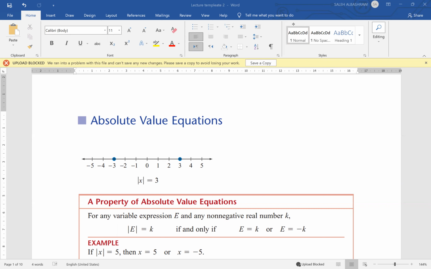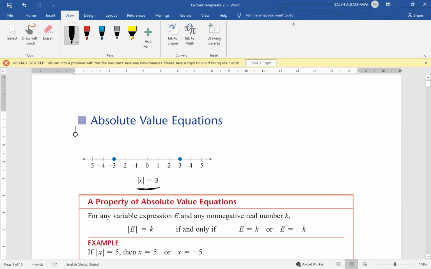So if we say that the absolute value of x equal to 3, this is an absolute value equation. We have a variable inside the absolute value sign equal to some number. It means that we are looking for a number that is 3 units far from the zero. So this means that if we have the zero, we can move to the right or we can move to the left. So the solution for this equation, absolute value of x equal to 3, will be either 3 or minus 3.